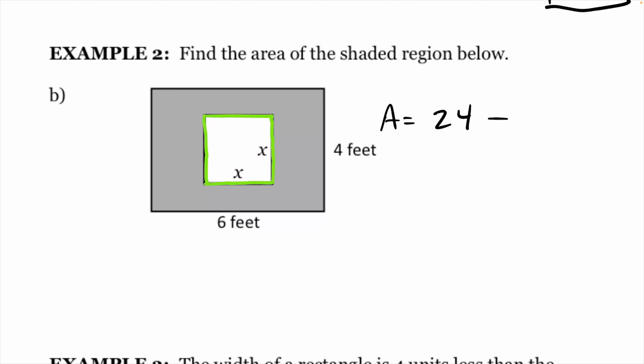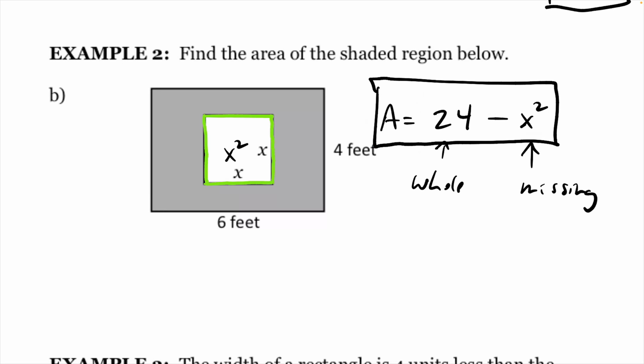How do I find the area of a square? Length times width. So what is the length? What is the width? X times x, which is x squared. There you go, right? So that is the piece missing. That's the whole. This is the missing, right? You just subtract the whole and the missing.